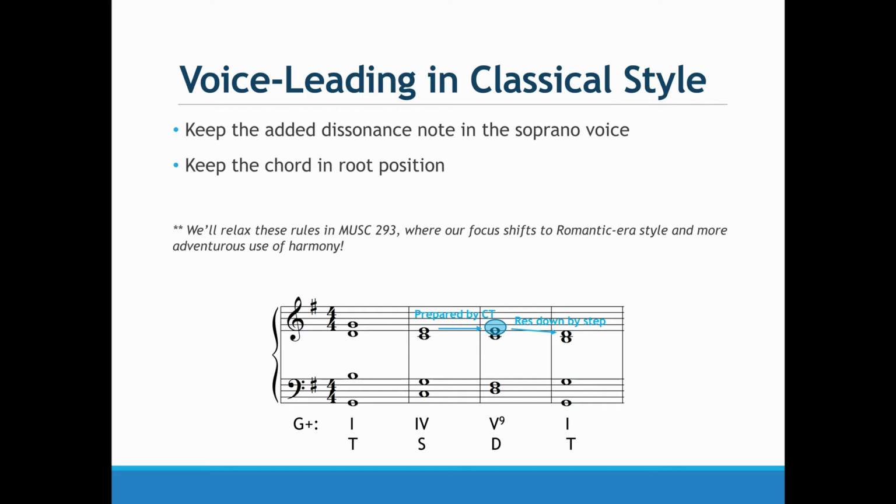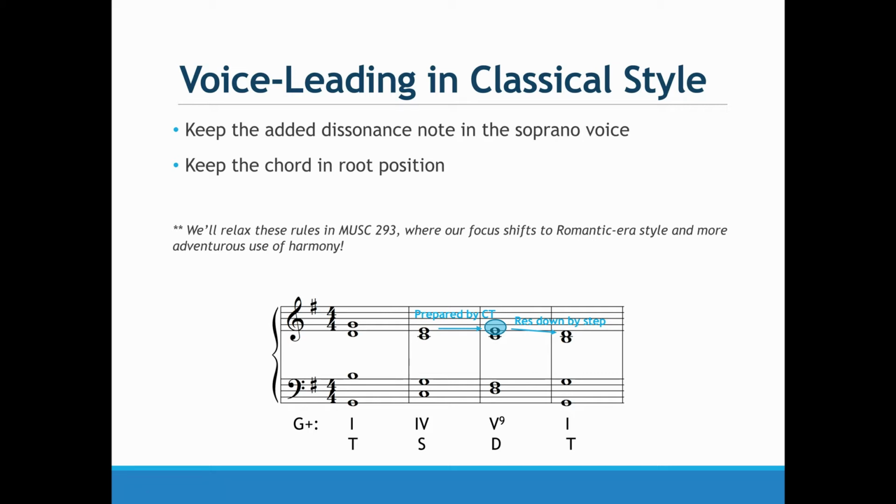There are a few other parameters that I'm going to ask you to follow when composing with added dissonance chords this semester, although we're going to relax these a little bit next semester. I'm going to ask you to keep the added dissonance note in the soprano voice. Why? Because the added dissonance note is going to sound quite dissonant in the chord, and if we put it in the soprano voice, it becomes really obvious that we intend for that note to be there. It's not just a mistake that we've made, but that we're putting it there intentionally.